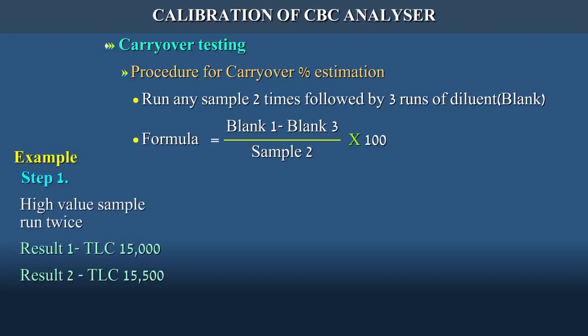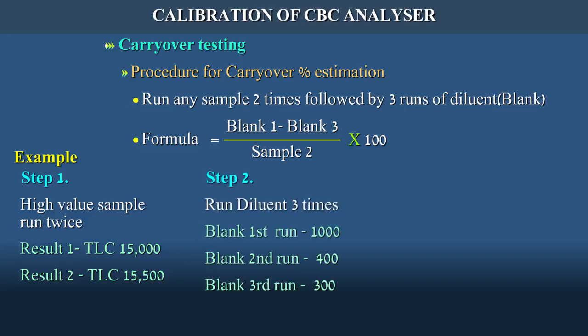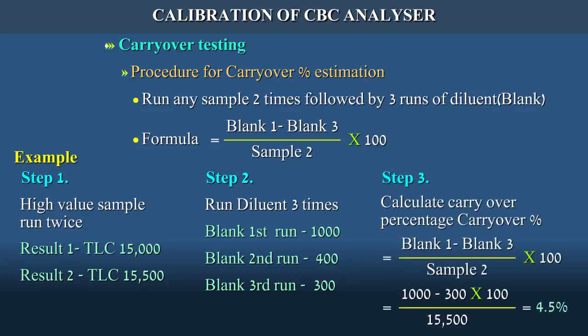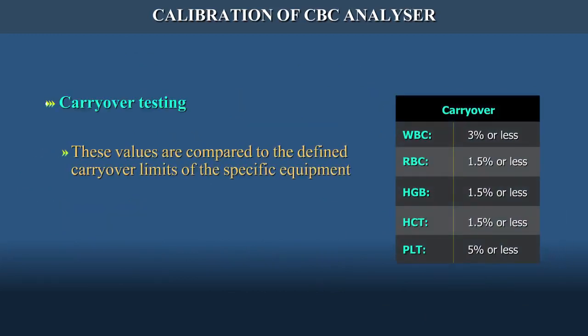Step 1. High value sample run twice. Result 1 TLC 15,000. Result 2 TLC 15,500. Step 2. Run diluent 3 times. Blank first run 1000. Blank second run 400. Blank third run 300. Step 3. Calculate carryover percentage. Carryover percentage is equal to 1000 minus 300 divided by 15,500 multiplied by 100, which is equal to 4.5%. These values are compared to the defined carryover limits of the specific equipment.